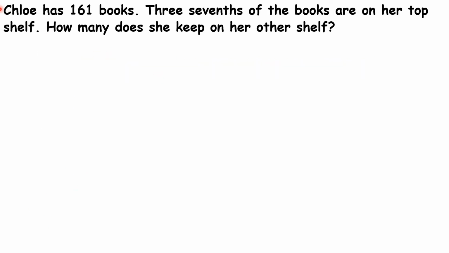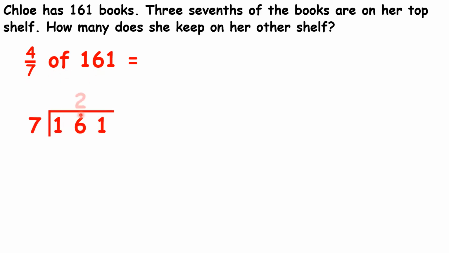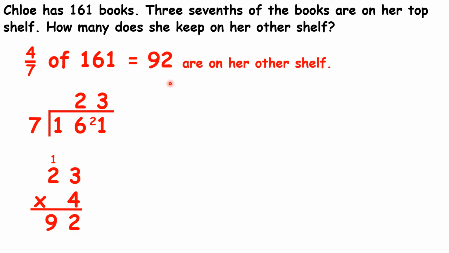Chloe has 161 books. 3/7 of the books are on her top shelf. How many does she keep on her other shelf? So if 3/7 are on her top shelf, 4/7 must be on her other shelf. So we can divide 161 by 7 to get 23. Then we can multiply 23 by 4 to get 92. So 92 books are kept on her other shelf.